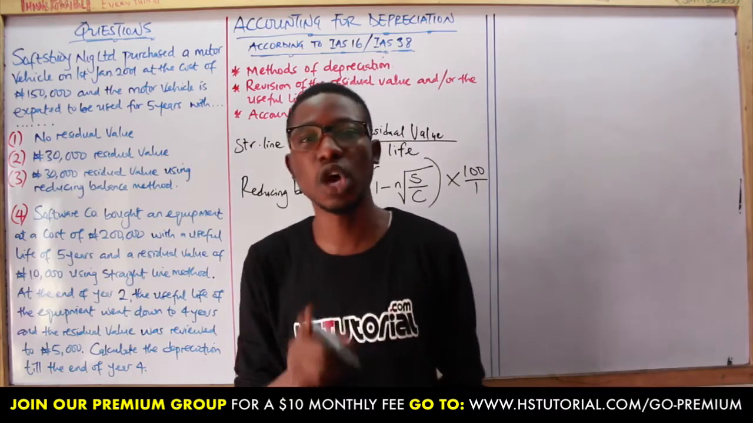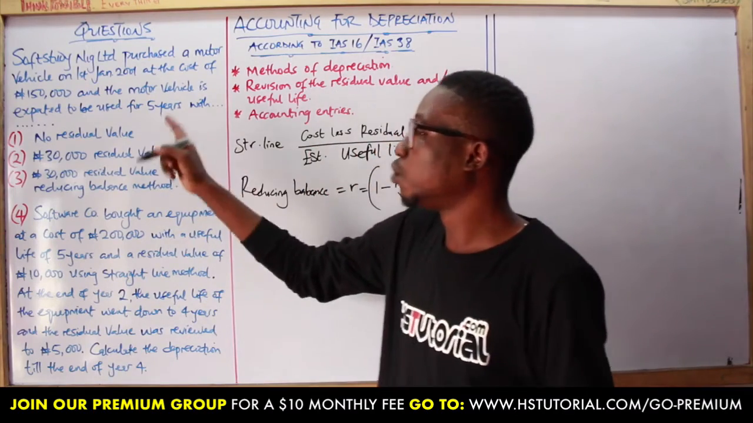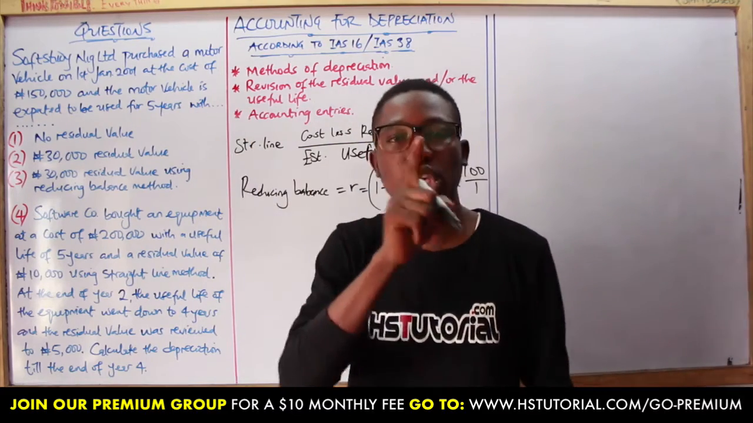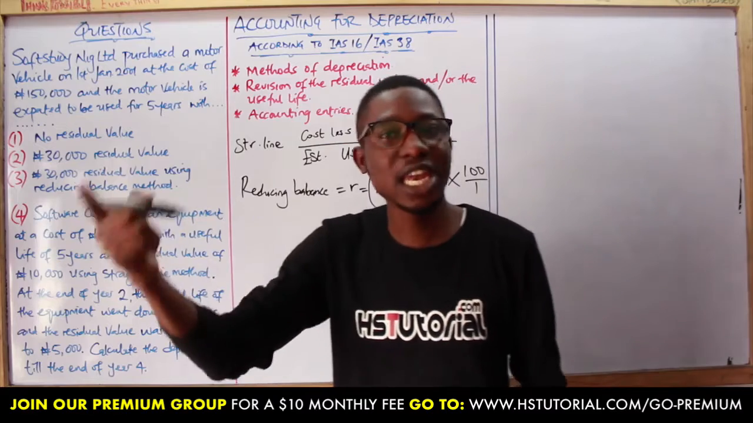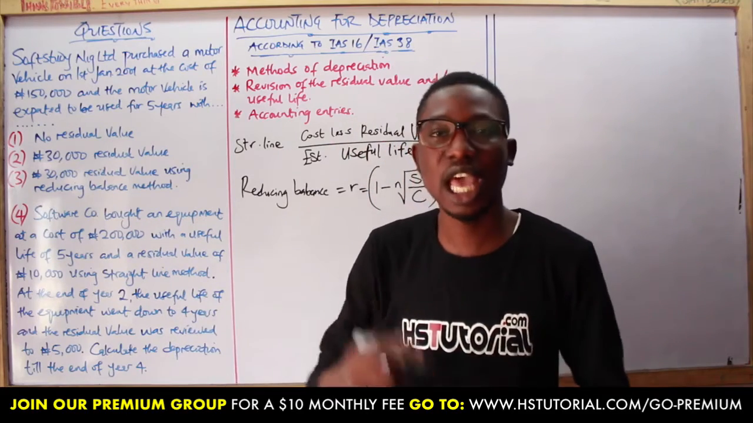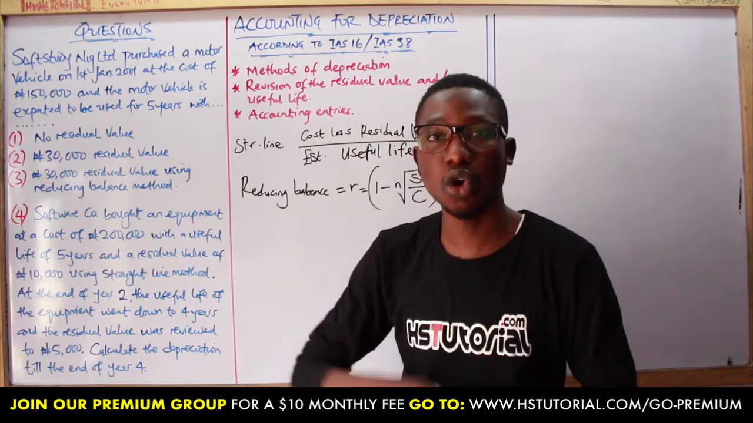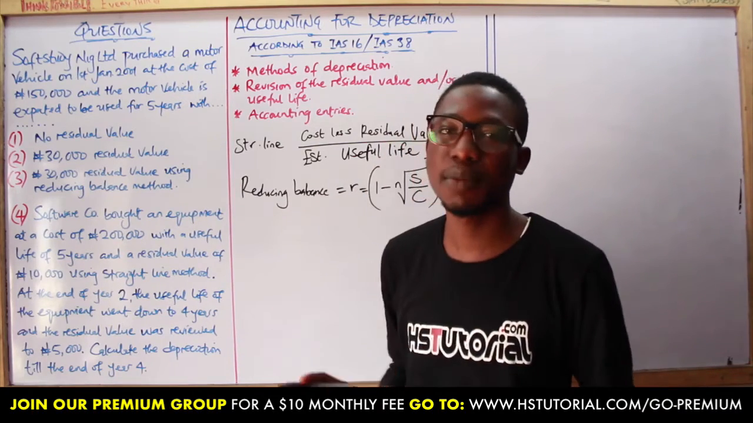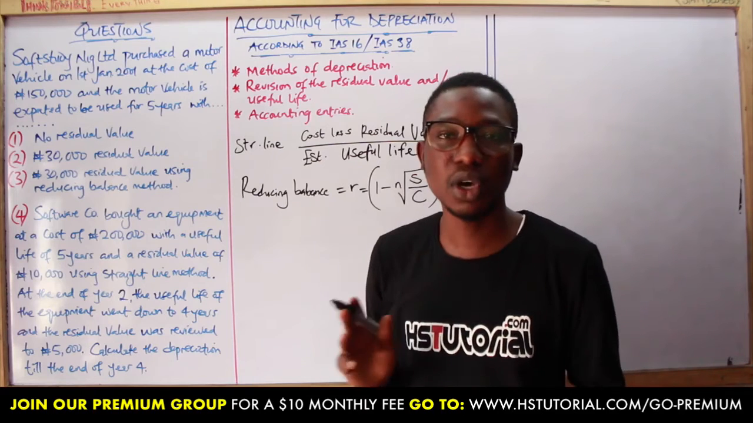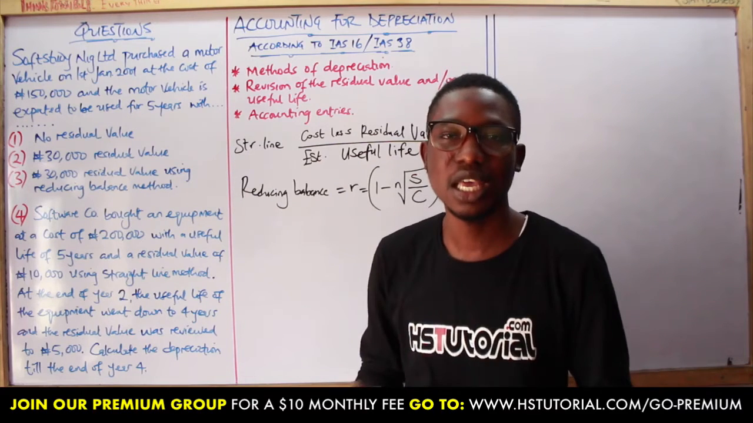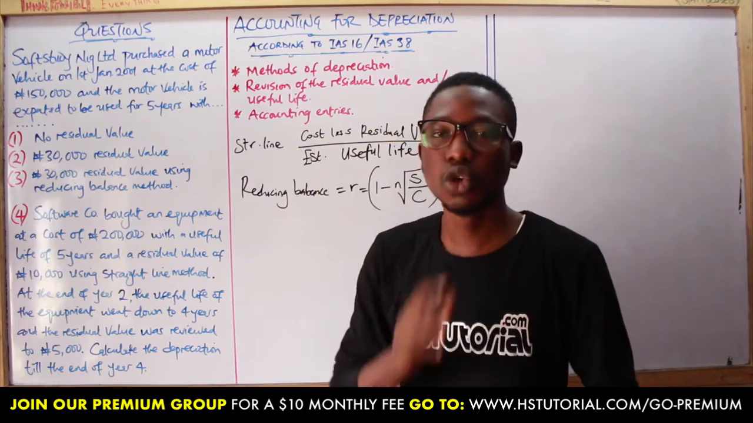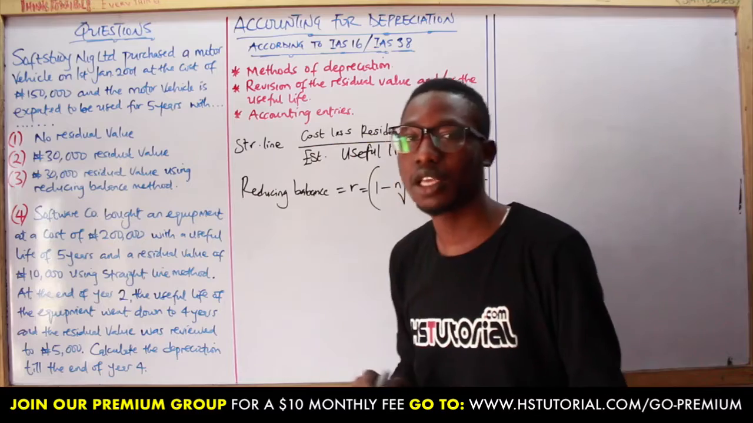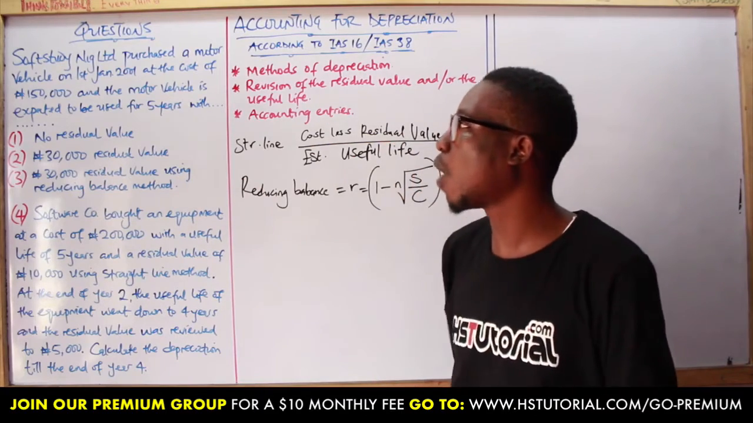There is something I want to point your attention to as well. If the examiner did not mention that you should use any method, like the straight line method or the reducing balance method, then what you will have to use is the straight line method, since they didn't say to use any particular method. The method you will use is the generally acceptable one, which is the straight line method. So now let us solve question number one.